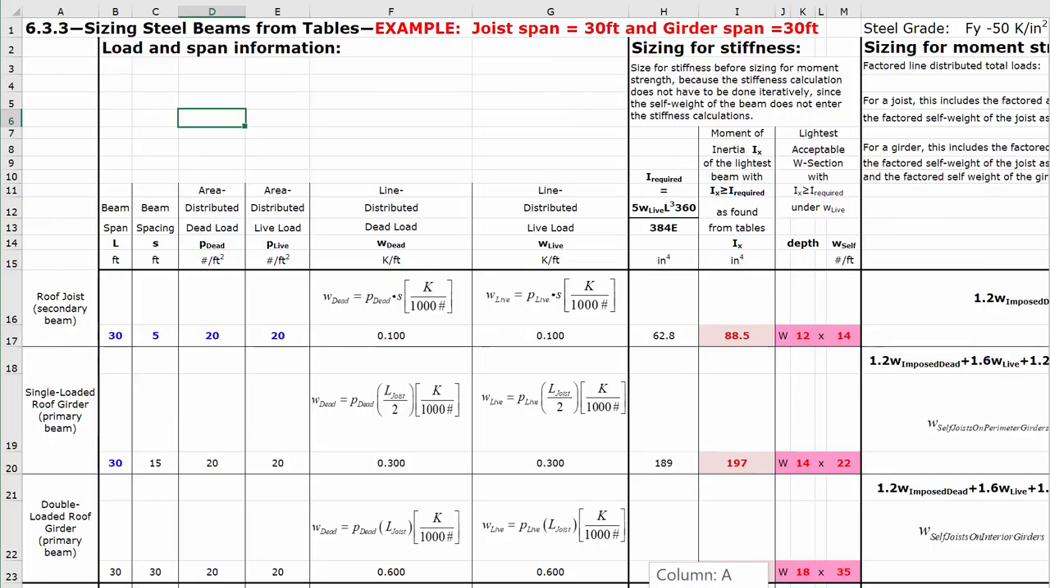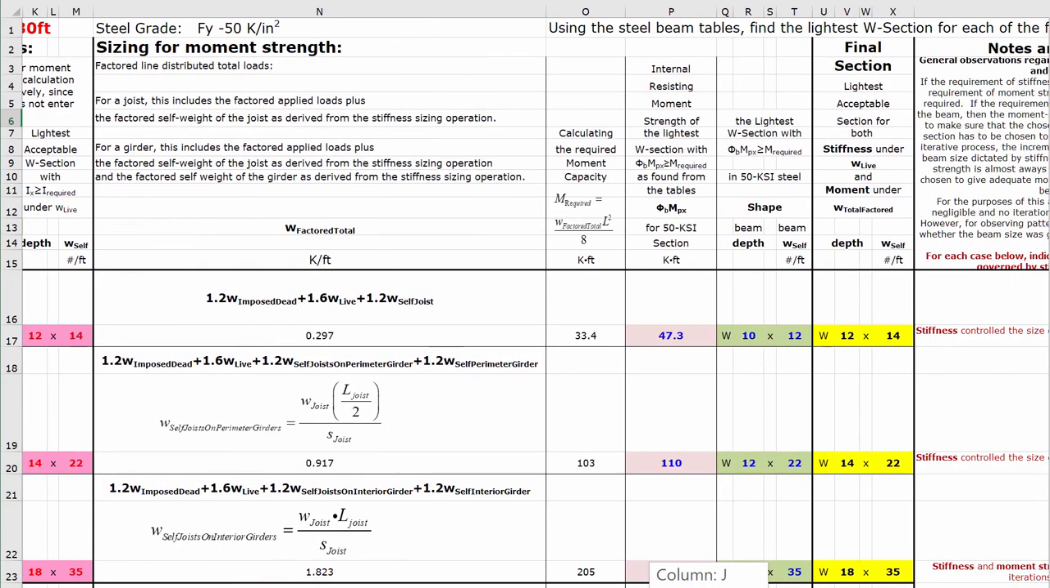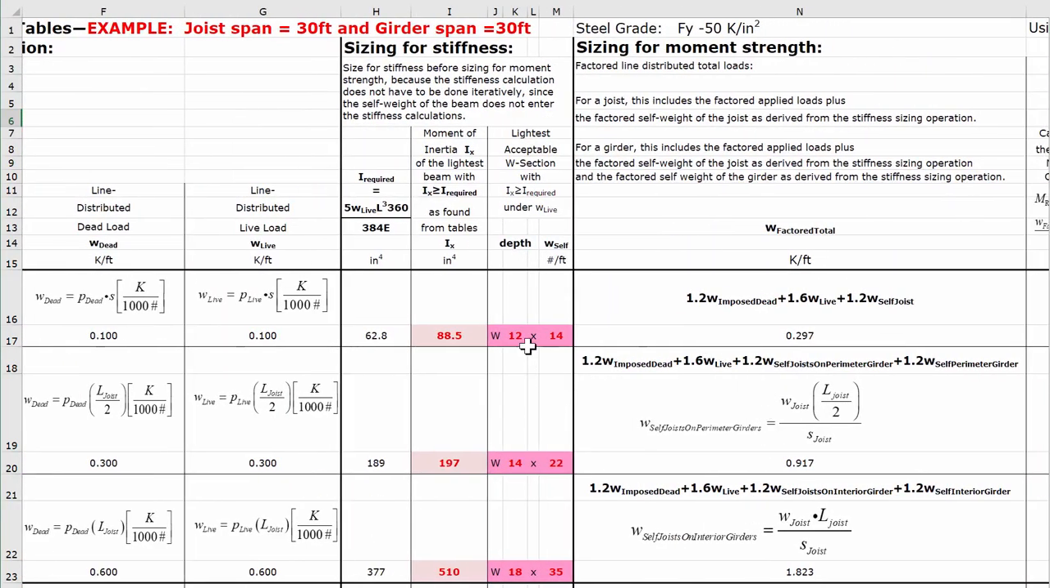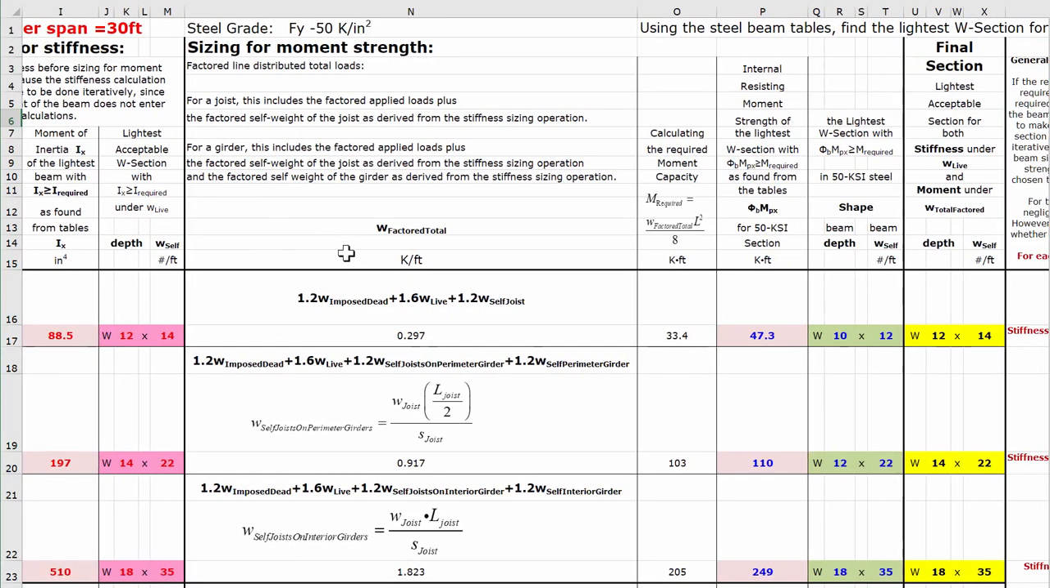So I'm going to slide to the side here. And now we go from stiffness sizing, which we completed right here. We're now going to do sizing for moment strength, which is the primary subject of this particular video. Now, in each case, we're going to have to calculate a factored load for the joist, the perimeter girder, and the interior girder.